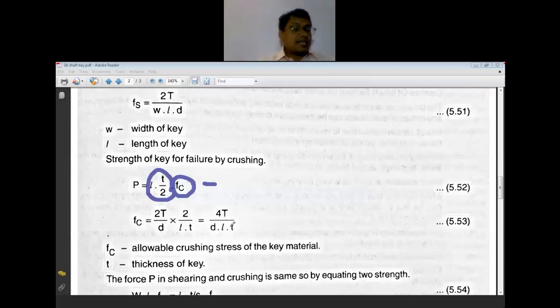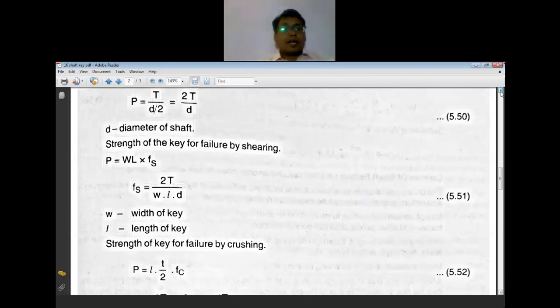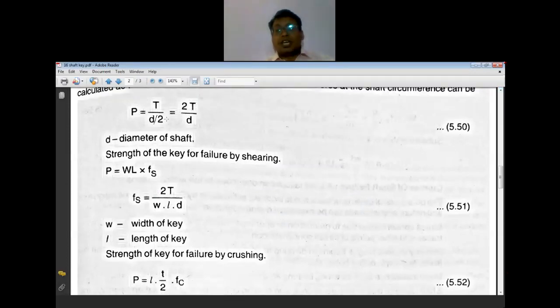So this is how the applied torque from the shaft is transmitted to the key, and the key can fail by shearing action or by crushing action. So these two things are important. When I apply force to the shaft, how will the key break? These two things are important: either by crushing or by shearing.